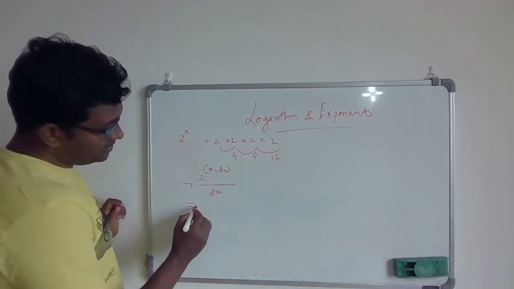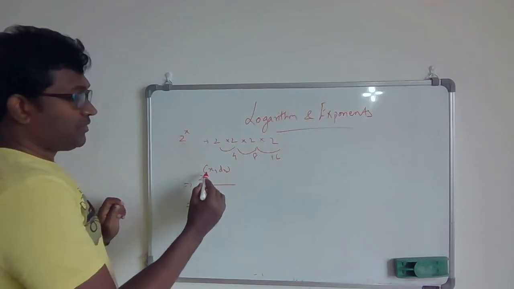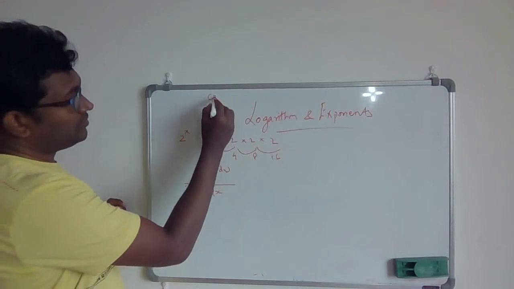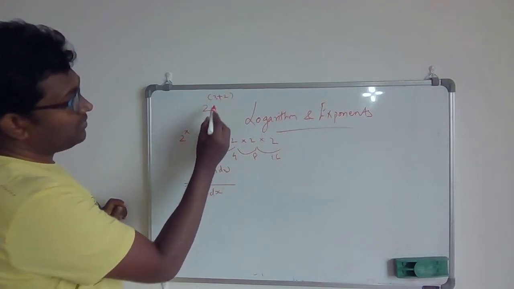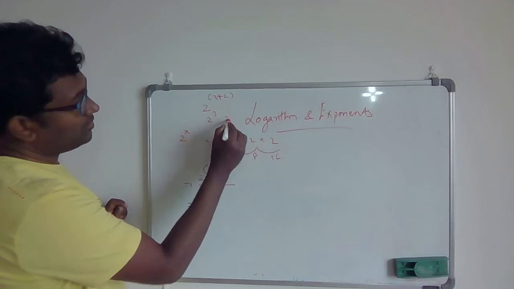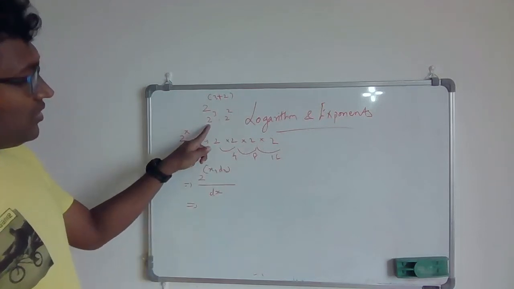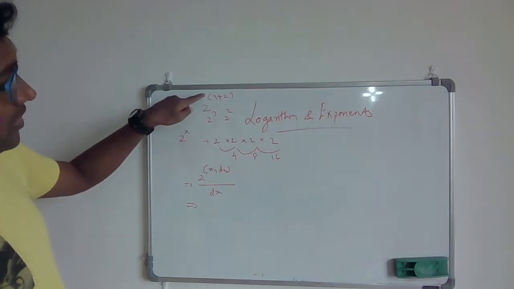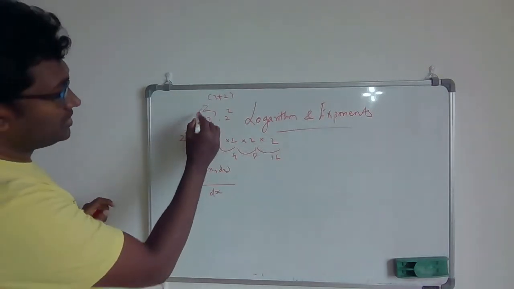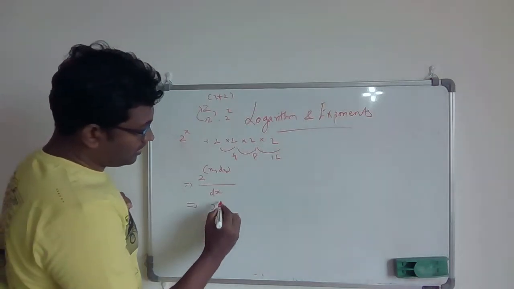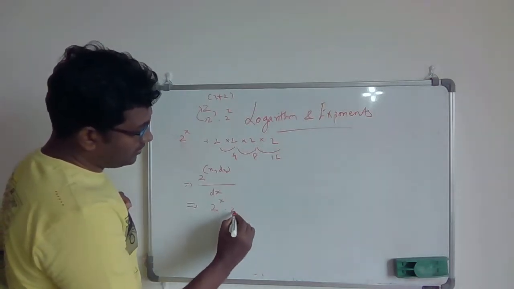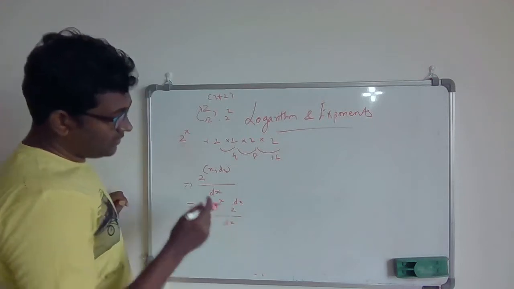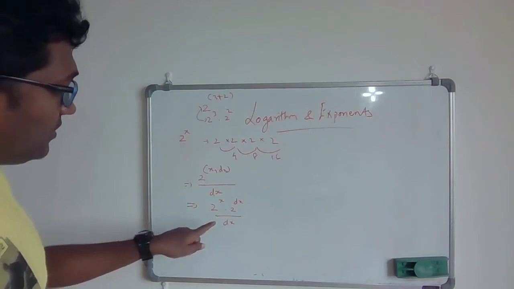So in exponents, if you have, let's say, 2 to the power of 3 plus 2, it is equivalent to saying 2 to the power of 3 into 2 to the power of 2. The same way, you can write 2 to the power of 3 and 2 to the power of 2 and add these two to make it 2 to the power of 5. This is how exponents work. So similarly, if you apply this here, it will become 2 to the power of x in the numerator into 2 to the power of dx, divided by dx. That is what this means.